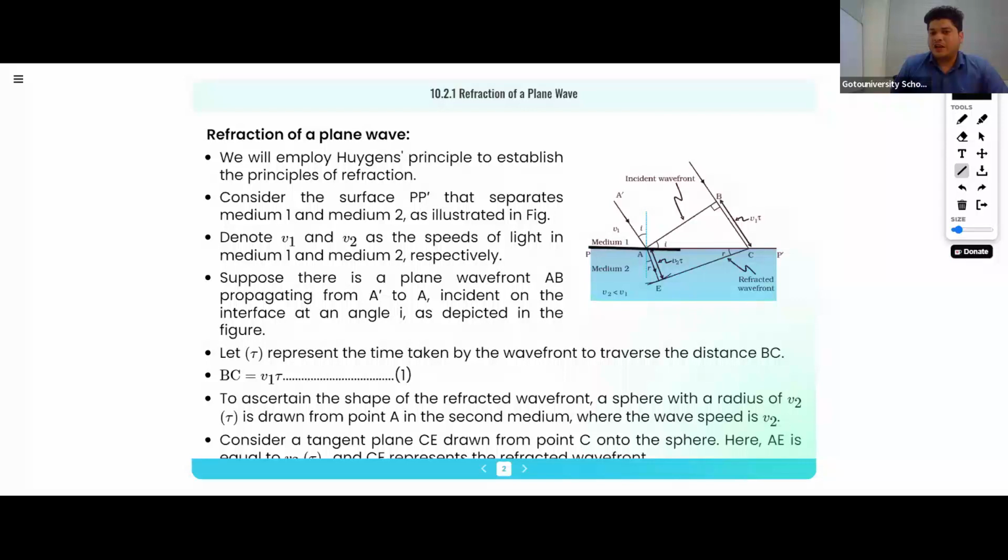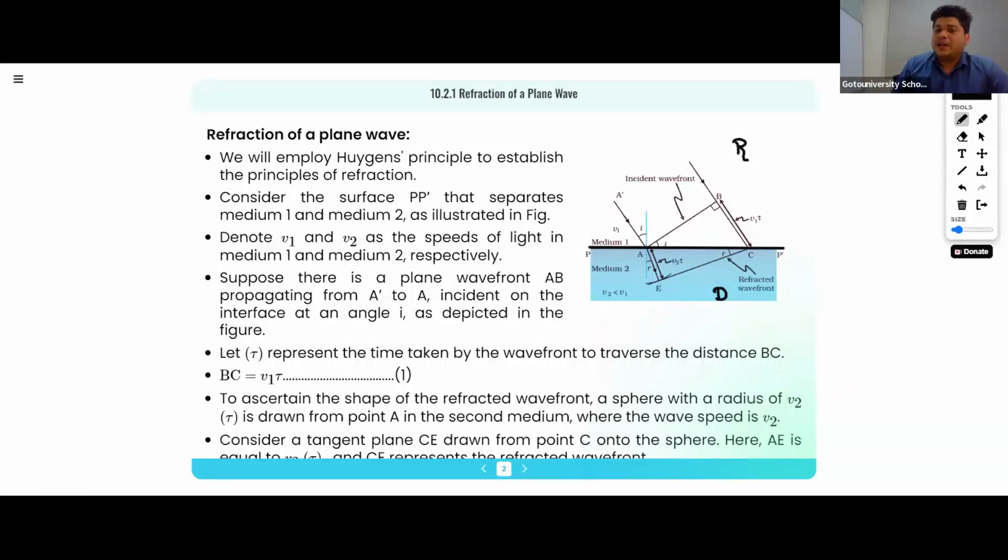Interface is a boundary or a line which separates two media. Where are those two media? First medium is your rarer medium, while another medium is your denser medium. This is your rarer medium, and this one is your denser medium. In the last session only I explained the difference between rarer and denser medium. Where speed of light is more, that will be rarer medium. If speed of light is less, then it will be denser medium.